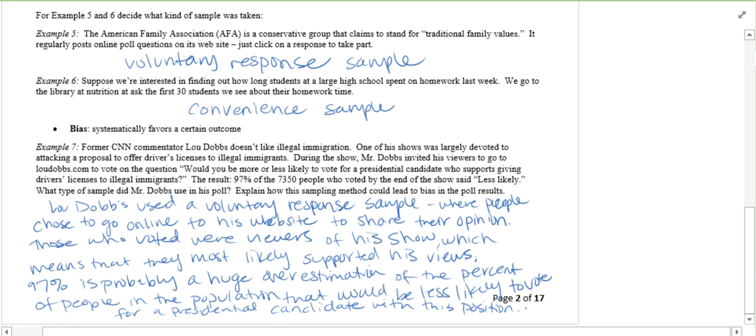All right, so we talked about the introduction to different types of samples, and a little bit we started talking about problems that can happen with samples. So make sure you've got some flashcards going because there's going to be a lot of vocabulary this chapter.